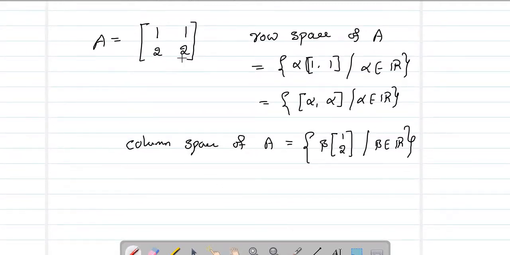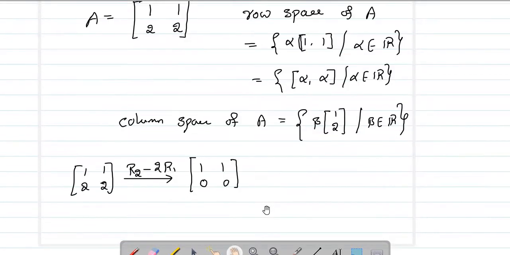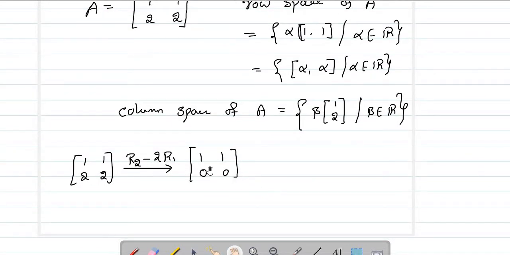Now let me apply some row operations to A. So that is 1, 1, 2, 2. Now let me replace the second row with R2 minus 2R1. So when I do that, I get 1, 1 and R2 will be replaced with 0, 0, because 2 minus 2, 2 minus 2 gives 0. Now, of course, you can see this is the reduced echelon form of A.